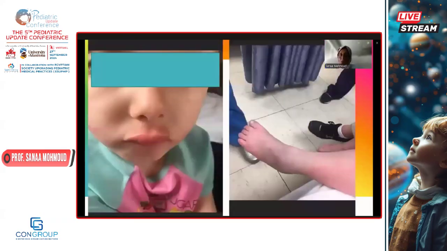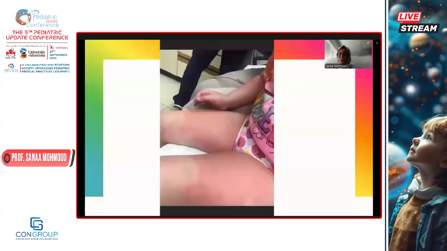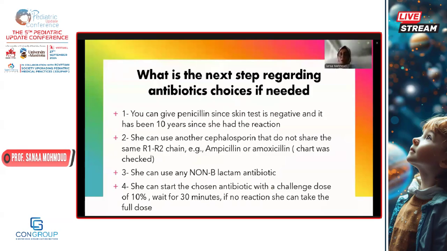This is the patient, this is a real case. Severe, but there was no respiratory compromise, but the rash was extensive, and the swelling.